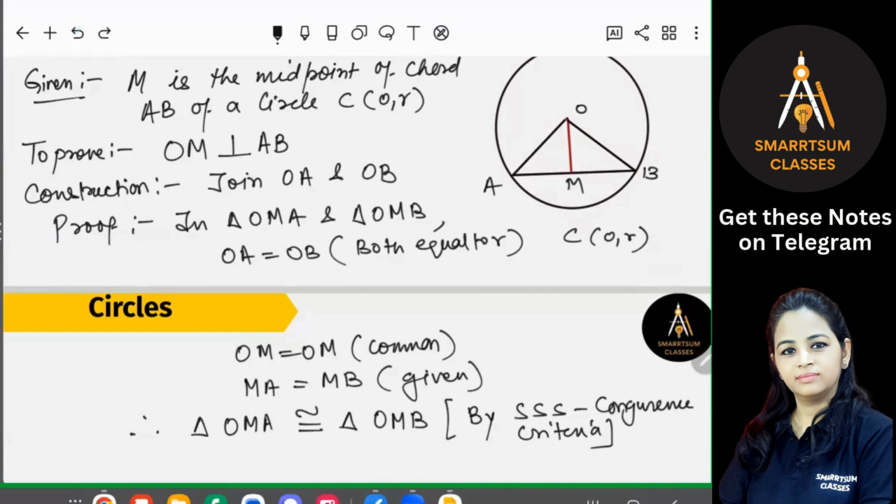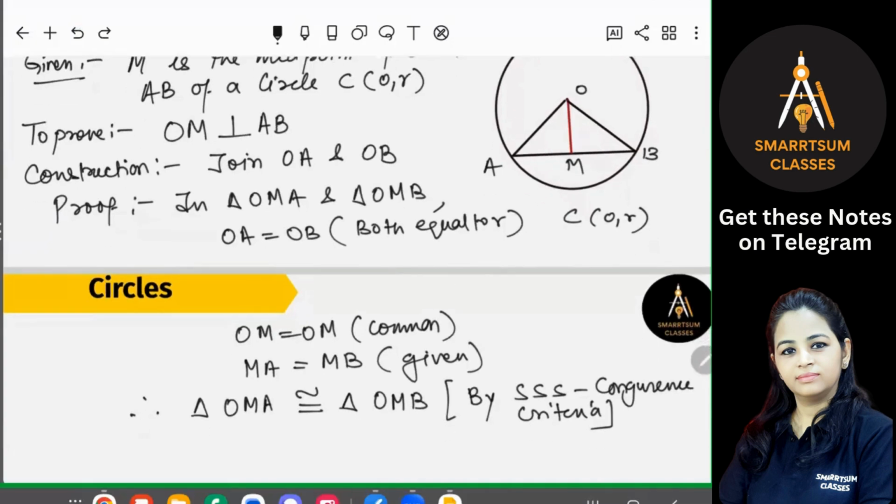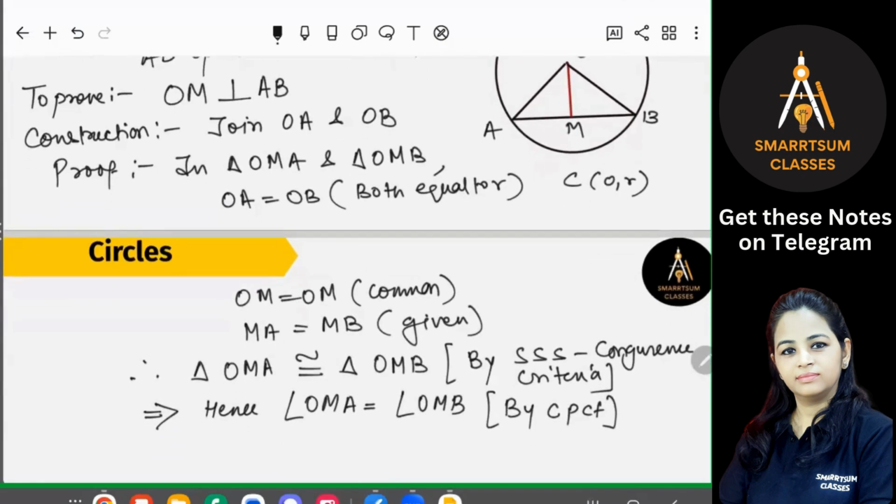Since we have proved that these two triangles are congruent, the other corresponding parts of the triangles will also be equal. Is it clear? Therefore, we can say that angle OMA is equal to angle OMB. This angle will be equal to this angle. These are the corresponding angles of the two triangles by CPCT, corresponding parts of congruent triangles. So these are two equal angles, but we have to prove that this angle is 90 degrees.